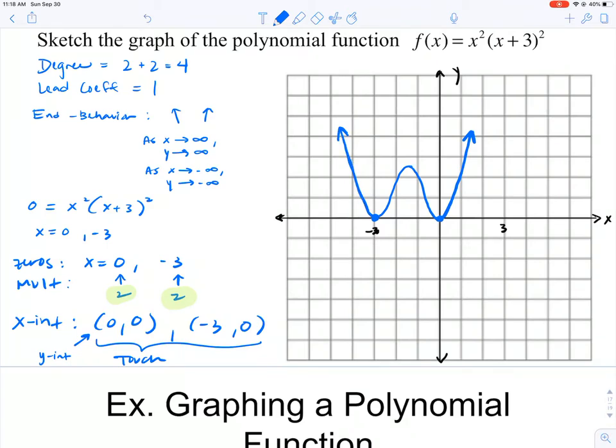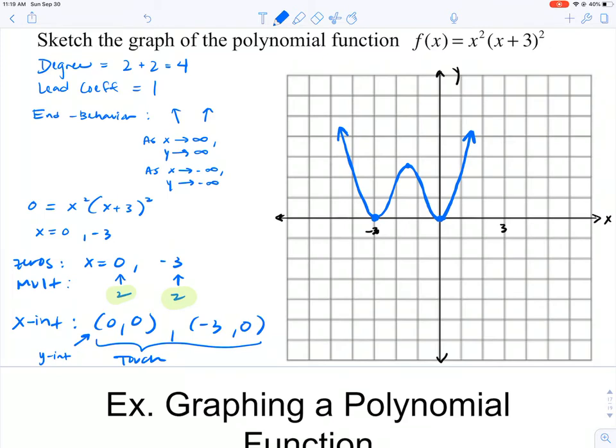So here's where you could do test points. You could find a point between -3, 0 and 0, 0 by picking, say, -1.5 to evaluate the function at and find the y value that goes with it. However, that does not guarantee you're going to find the highest point on this curve between the two x-intercepts. It would just give you a little bit better idea of what the graph looks like, but you actually need calculus in order to figure out what the highest point between these x-intercepts is going to be.